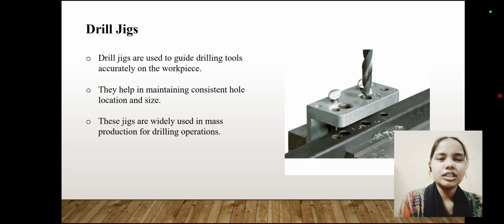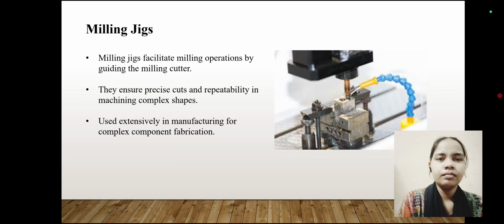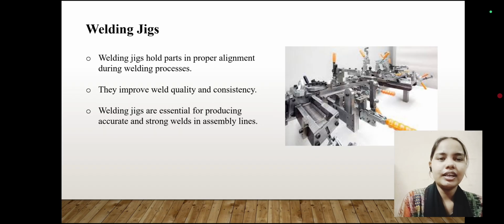First, we will know what the jigs are. Drill jigs are used to guide drilling tools accurately to the workpiece. They help in maintaining consistent hole location and size. These jigs are widely used in mass production for drilling operations. In the name itself, we can see the jigs are called drill jigs, which means the jig can be used while drilling a hole. Milling jigs facilitate milling operations by guiding the milling cutter. They ensure precise cuts and repeatability in machining complex shapes, used extensively in manufacturing for component fabrication. From the name itself, milling jigs help milling cutters by guiding the operation.